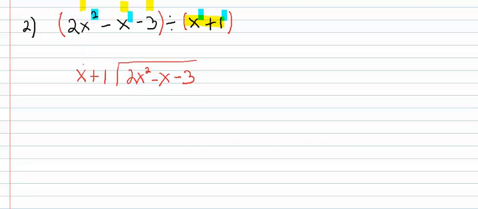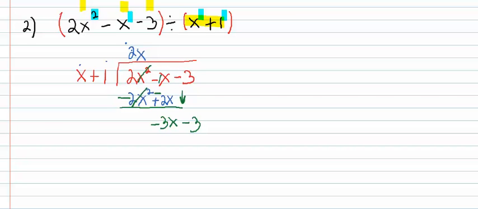I'm going to go x times what is 2x squared. And we say 2x. 2x times x is 2x squared. 2x times 1 is positive 2x. After you do that, draw your line, change your sign. So this is 0. They cancel each other out. Negative 1x and negative 2x is negative 3x. Bring down your negative 3.